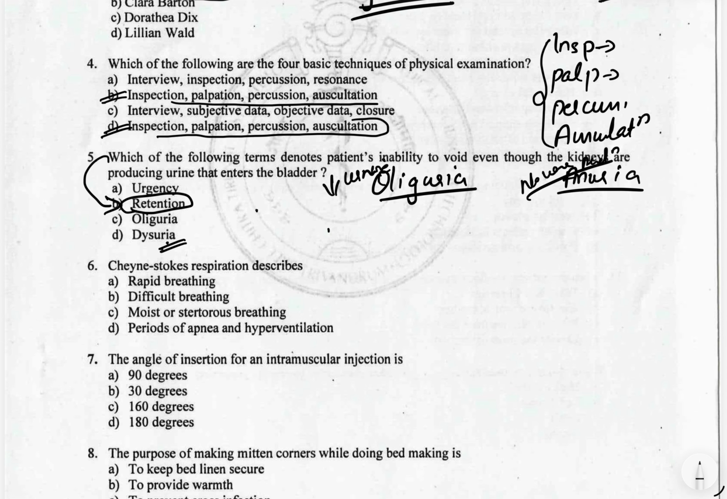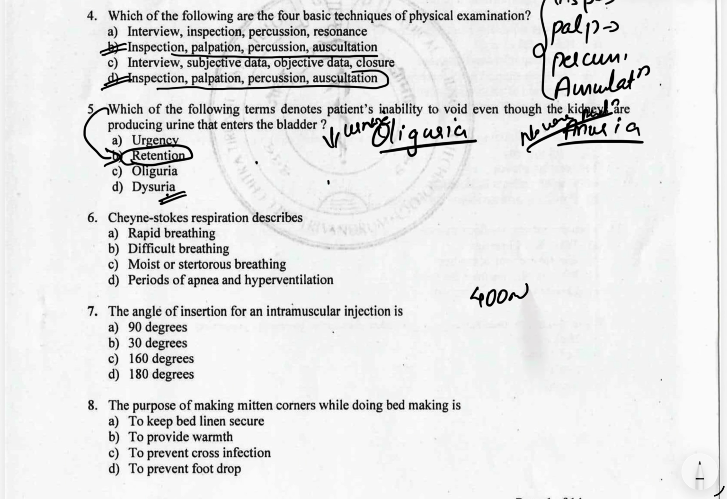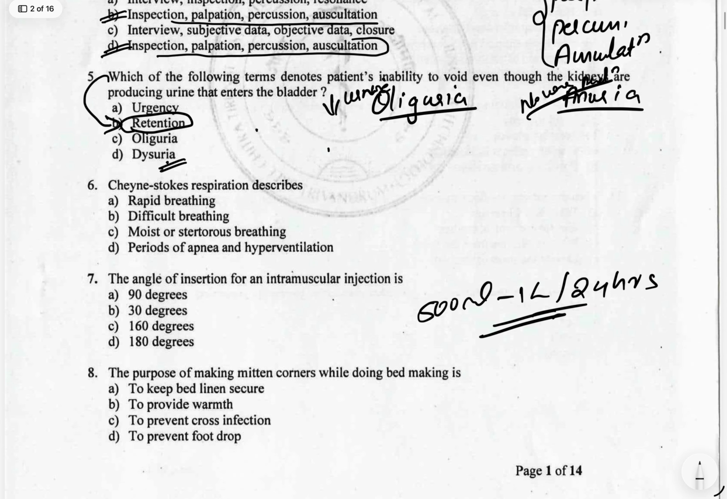This is going to be very tricky because there is a difference in these terms. So in a normal adult, there is 400 mLs to 500 mLs. Sorry, 500 to 1000 mLs. Nearly 1 liter of urine is produced in 24 hours. So 500 mL to 1 liter of urine is produced in a normal adult in 24 hours. If the patient's urine output is less than 400 mL, that means reduced urine output, and the patient is having oliguria.